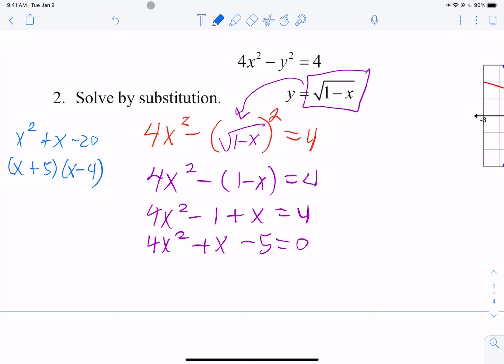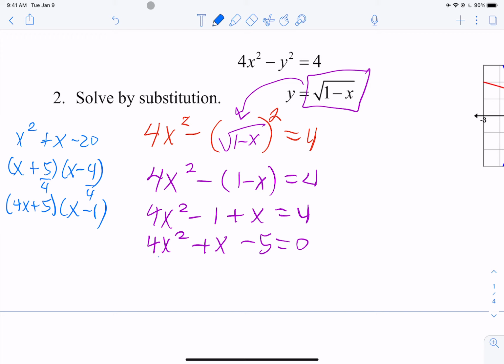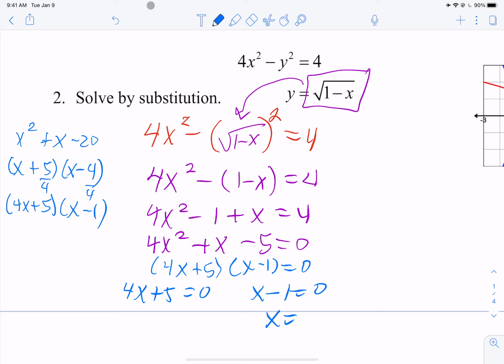And so we have to divide off the 4 that we slid over. So divide by 4, divide by 4. If it's not divisible by 4, just take this 4 and put it on the x. If it is divisible by 4, like that one, just divide it. And so this factors to be 4x plus 5 and x minus 1. And we're going to solve each one. And we get x equals 1, or 4x equals negative 5, so x equals negative 5 fourths.